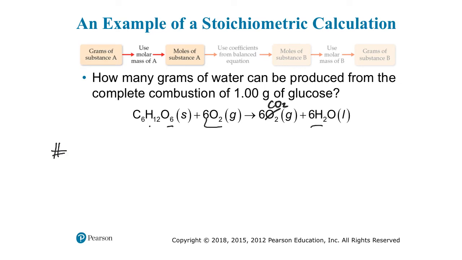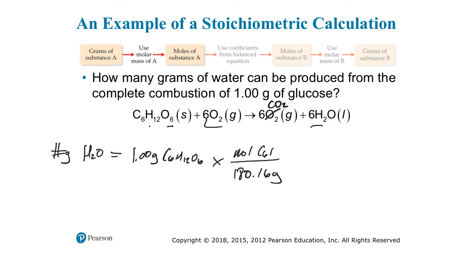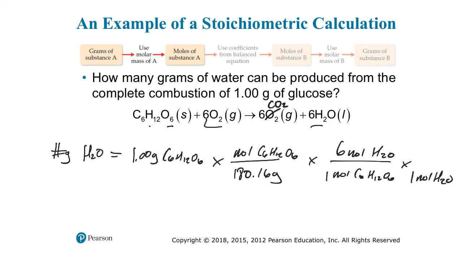Okay, so if we're trying to figure out the number of grams of water that can be produced here, we would take the gram of glucose times the molar mass of glucose. We worked that out before: 180.16 grams are present for every 1 mole of C6H12O6. And then our coefficients say for every 1 mole of glucose that reacts, we produce 6 moles of water. And then we just use the molar mass of water. 1 mole of water is 1.008 times 2 plus 16.00. That's 18.02 grams. So this is just the molar mass of water.